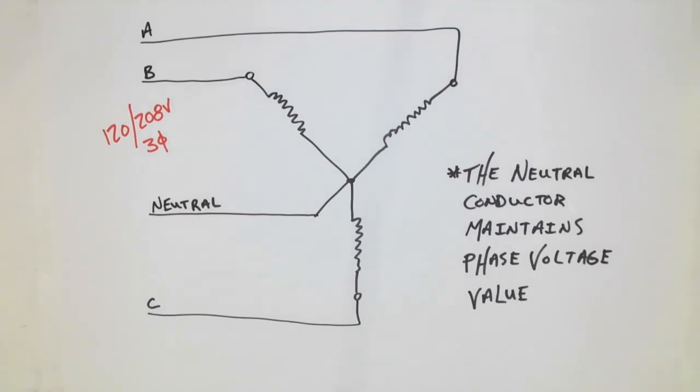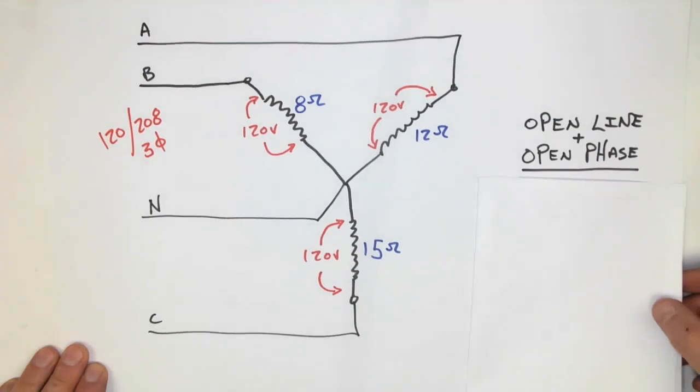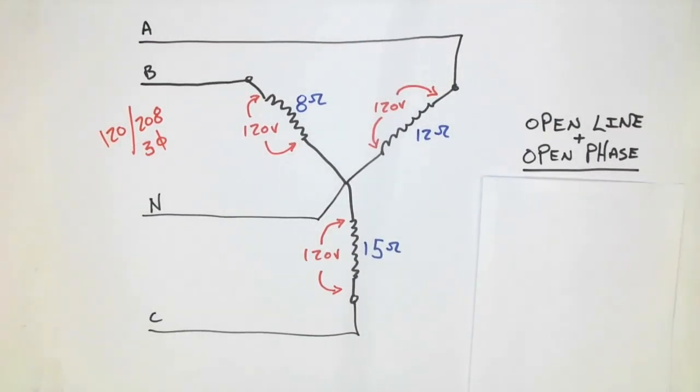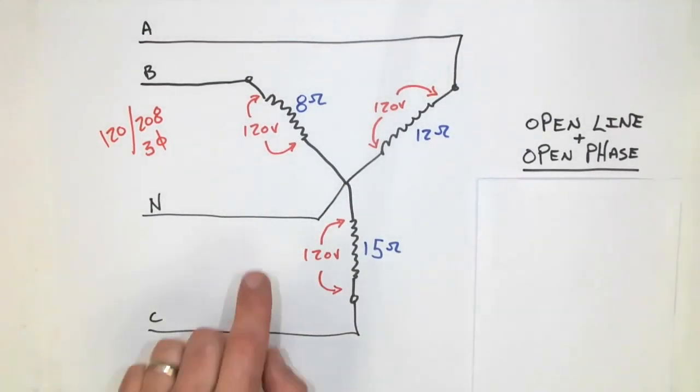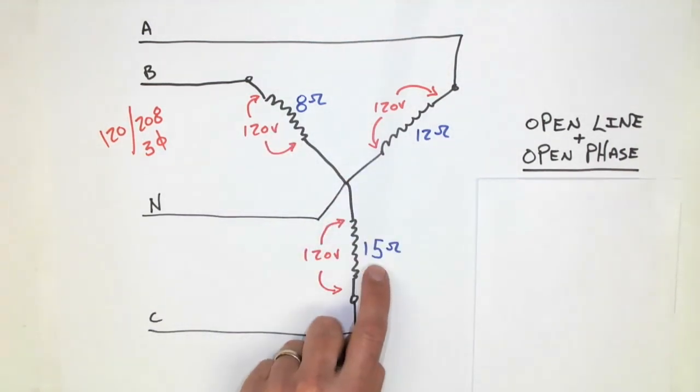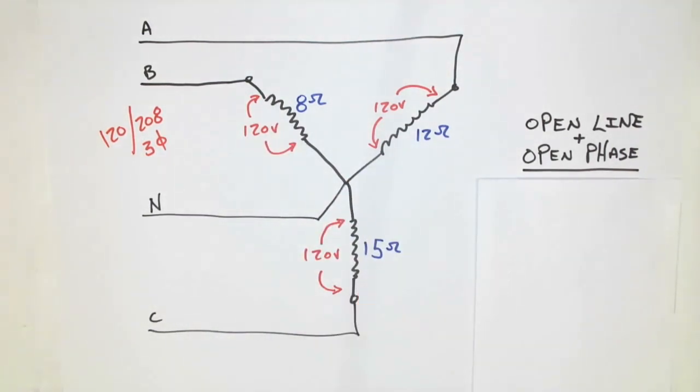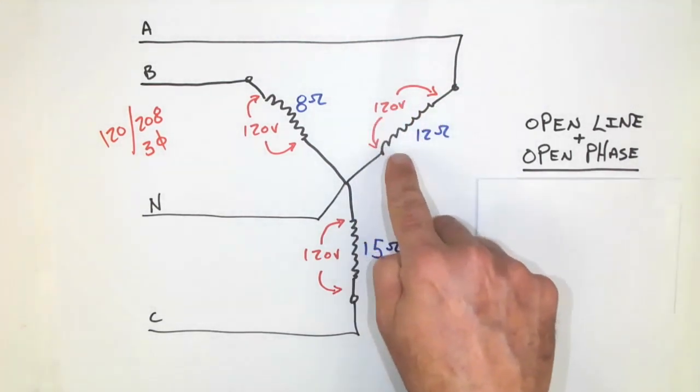Now, what I mean by that, well, let's take a look at a full three-phase Y system and introduce a few open line and open phase situations. So here we have a common three-phase four-wire system, and we've got varying values of impedance. So different current values will be flowing through each of these three loads, but each one has 120 volts across it. Now, what would happen if one of these was removed?